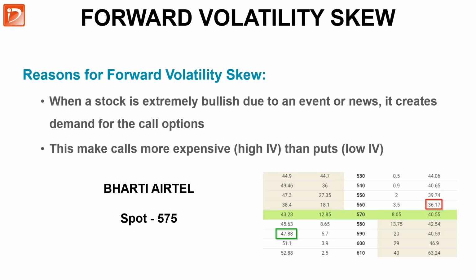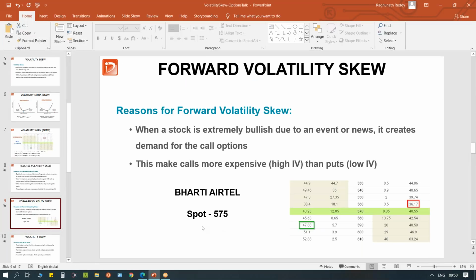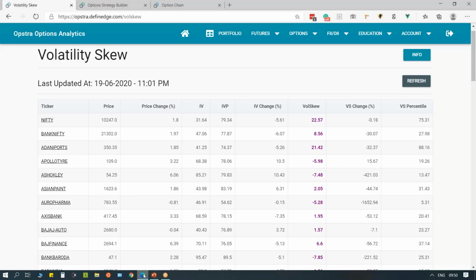Now, how do you measure this volatility skew in general? On Opstra, we have a table where we show the volatility skew. Basically, we measure the difference in the volatility of the 25 delta put option and the 25 delta call option, that is, the difference in their IVs. There is a formula for that, and that's how we measure the volatility skew.